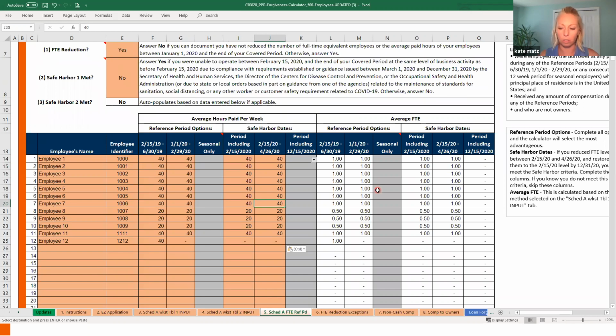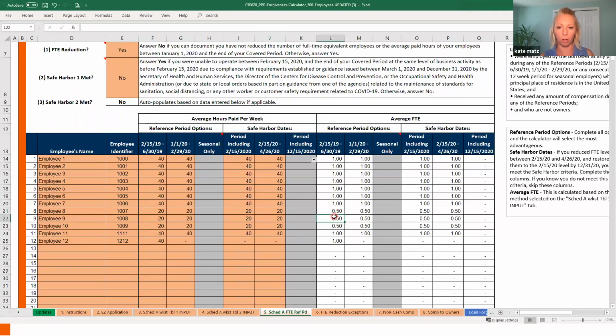Now, if I would just change one of these to 30, we can see, okay, well now this opens up the cell over here where we've got the opportunity to bring those hours back up. But for purposes of this example, let's say that we actually didn't have our reductions taking place during the safe harbor dates, so we're not eligible for this safe harbor.